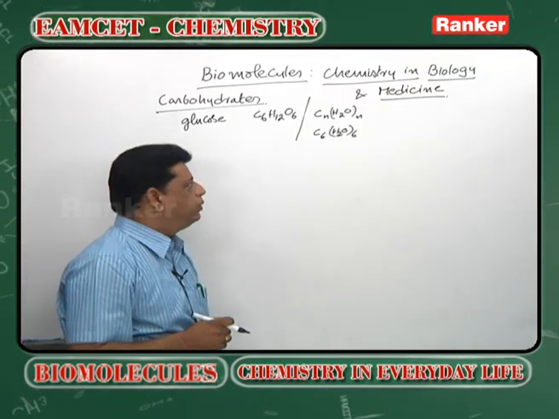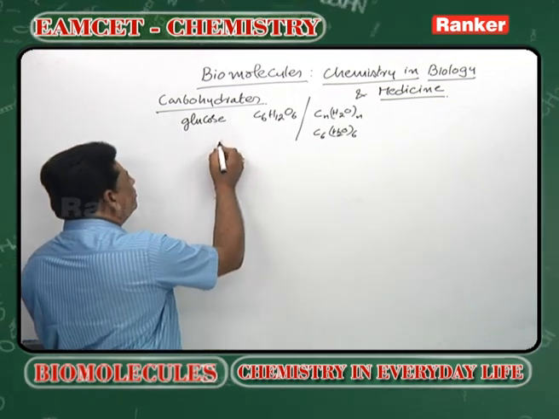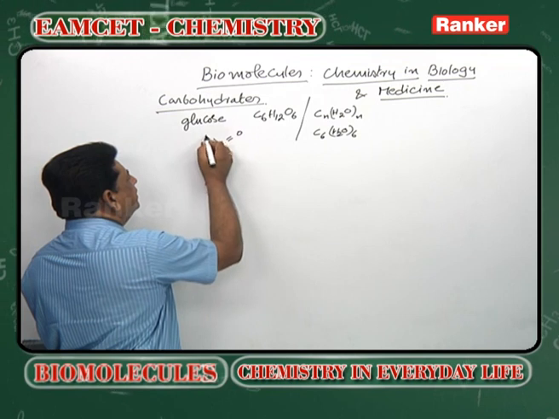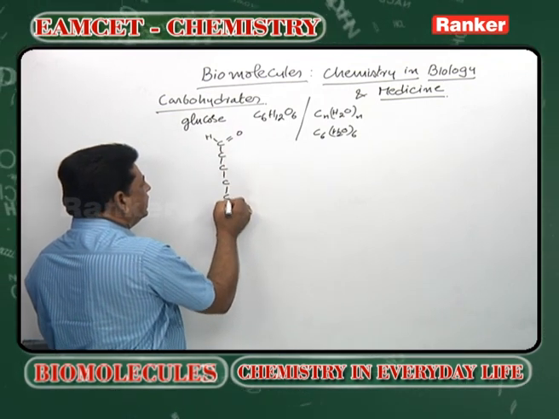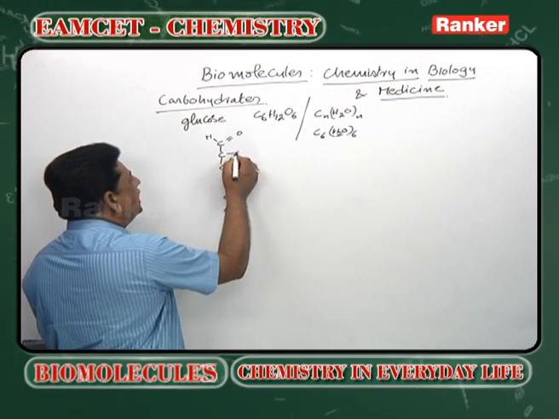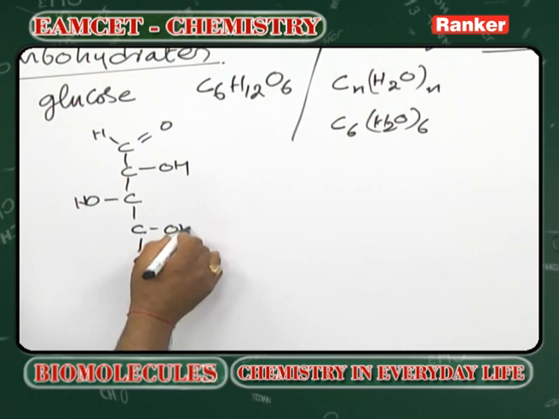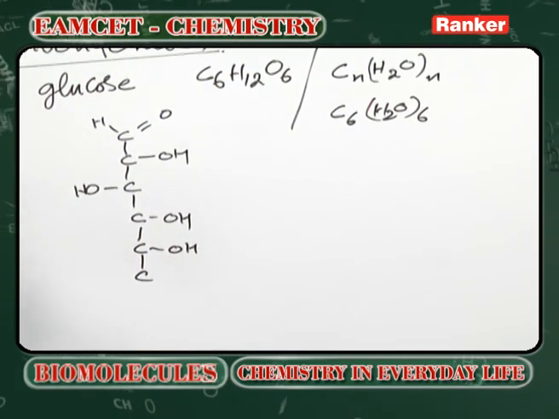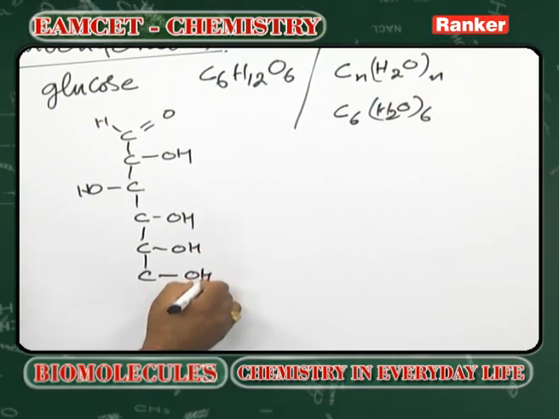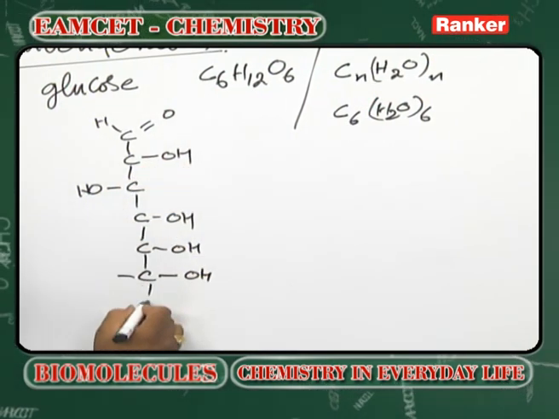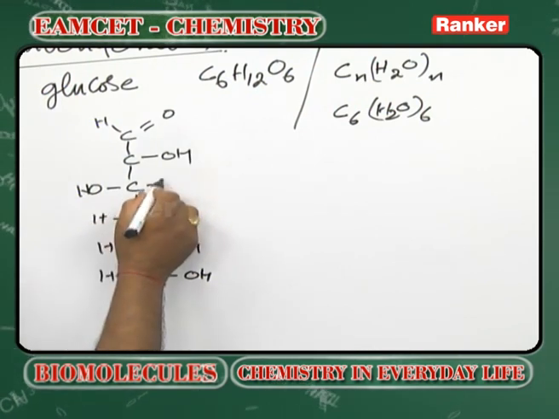But later on it was proved it is not just 6 water molecules, but glucose has the structure of an aldehyde. Glucose is primarily an aldehyde containing 6 carbons. On each carbon we have one OH. With more than one OH on a carbon, the compound will become unstable. So we have one OH on each carbon, and the rest are hydrogens. This is the structural formula of glucose.